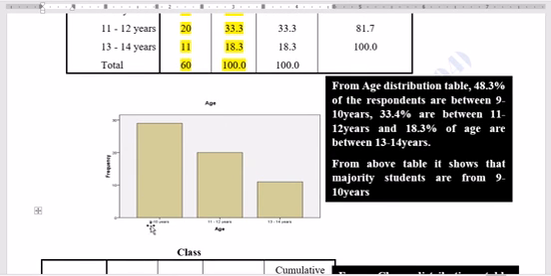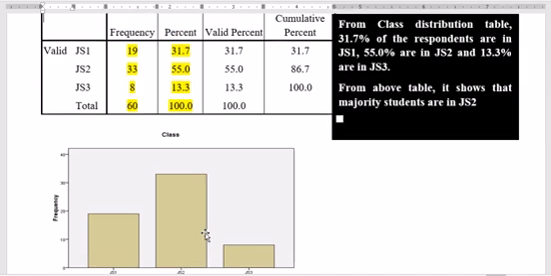This is for between 9 to 10. Look at the height. Between 11 to 12, this is the height, and 13 to 14 years, this is the height. It's telling us that the majority of the students are from 9 to 10 years. Can you see now? We are free to do that. Anybody can see this and easily tell that the majority of your respondents are from 9 to 10 years. Okay, let's move on.